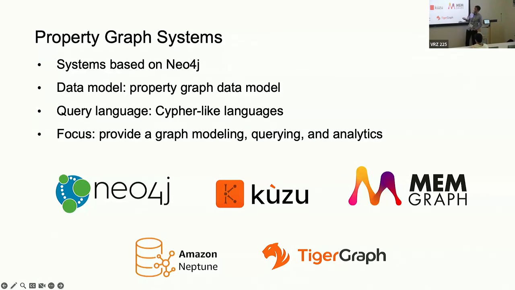So the focus of these systems, and now there are more options here, both open source and in production. Again, like Neo4j, Kuzu, Memgraph. Kuzu is the system we are developing. Tiger Graph, Janus Graph, Amazon Neptune. There are more options here compared to Datalog systems. And the focus is really to provide graph modeling to users, and graph querying and graph analytics.